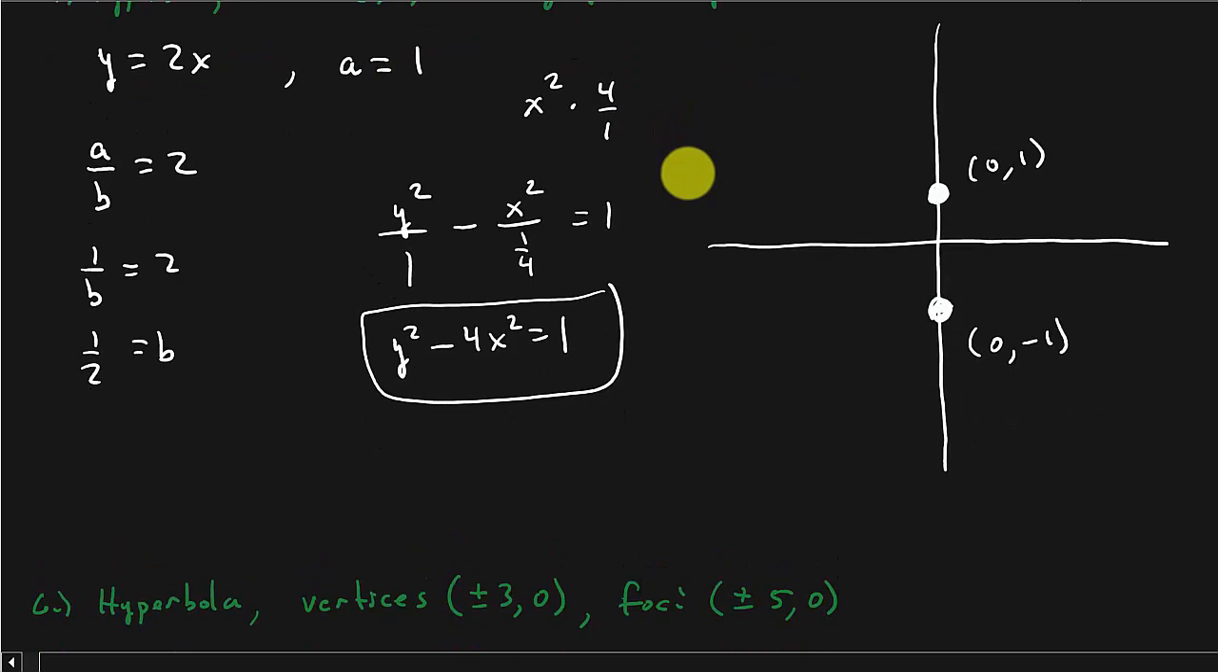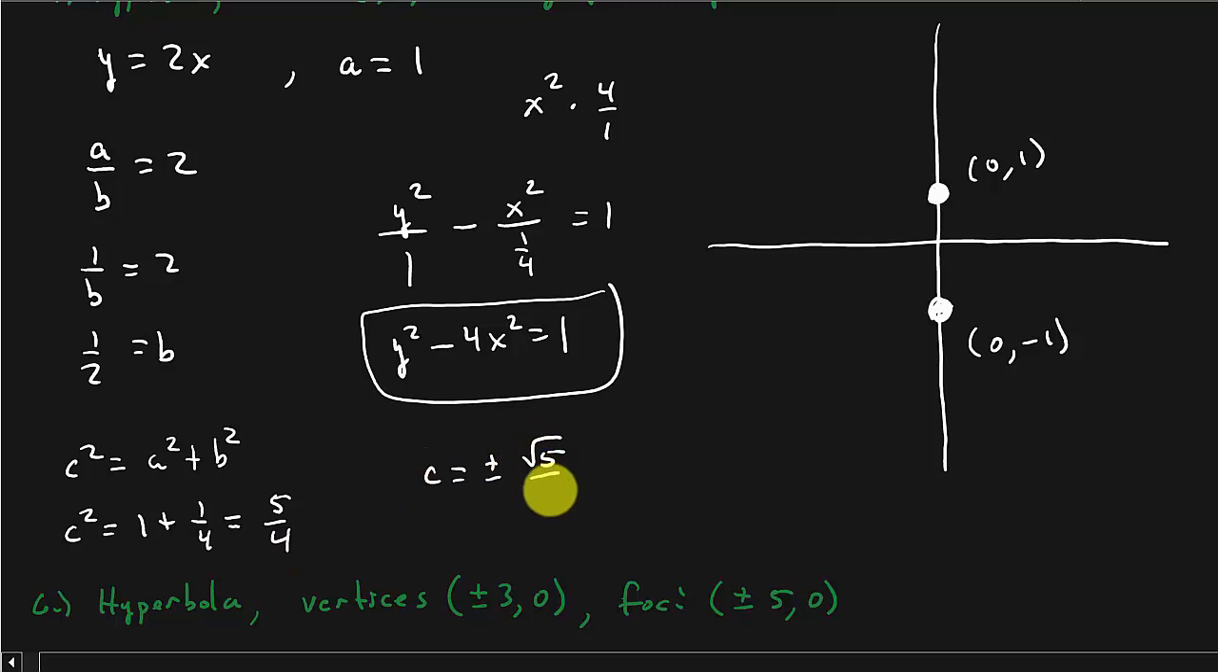Now, for fun, let's go ahead and find the foci. Give us some more practice. So we've got c squared is equal to a squared plus b squared, right? That's for the foci of a hyperbola. So c squared is equal to a squared, well, that's 1 squared is 1, plus b squared. 1/2 squared is 1/4, which is going to be 5/4. And so c is plus or minus the square root of 5 over 2.